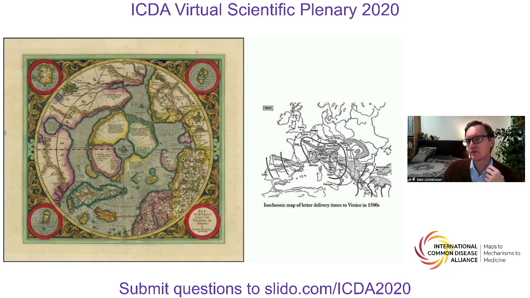One challenge is how to show time on such a static map. And there is the idea of the isochronic map. This is an example of a map of how long it takes a letter to get to Venice in the 1500s. These lines are locations that are all 1 week or 2 weeks or 3 weeks away from Venice by mail in the 1500s.